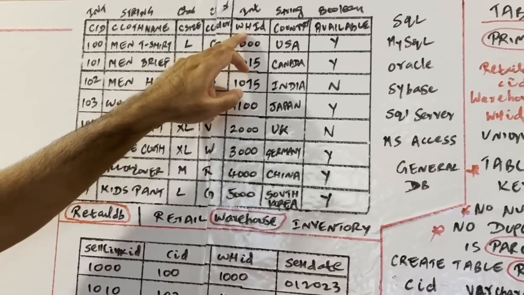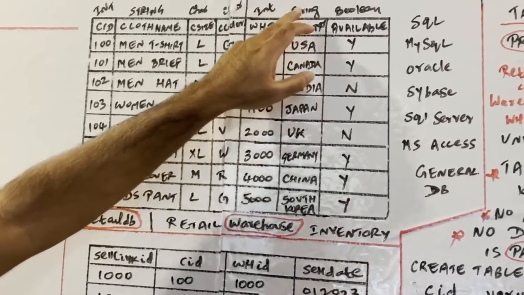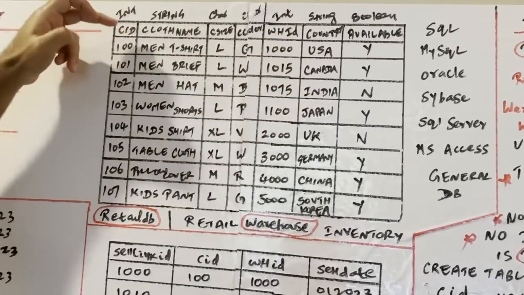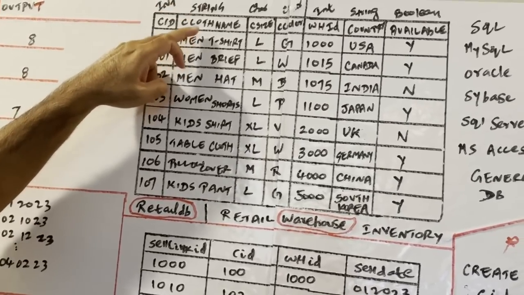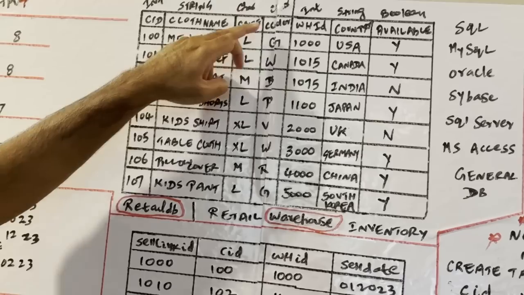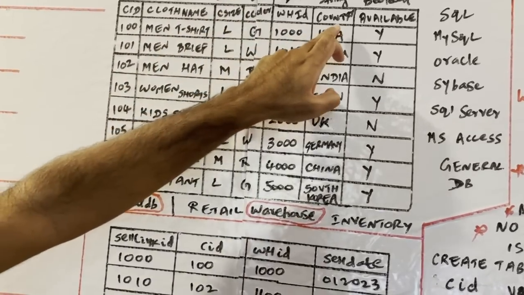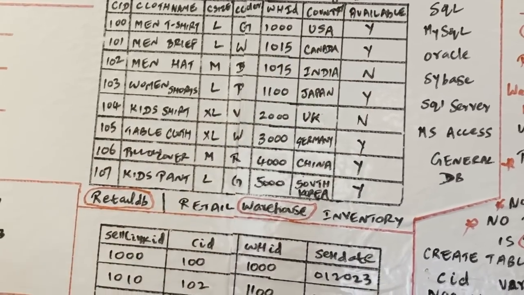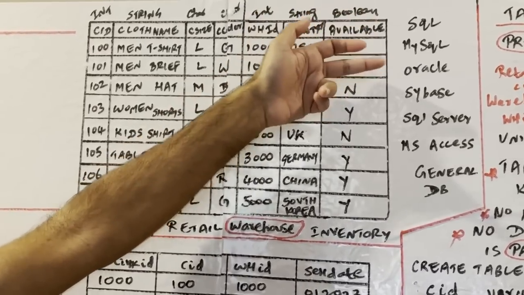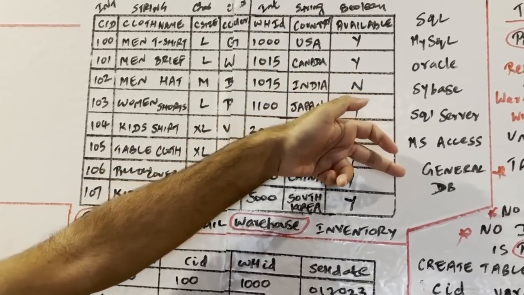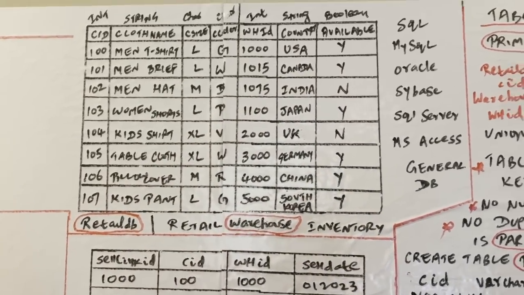So we have here warehouse ID, country. Available is a Boolean value, yes or no. This one is a string. I put here what the data types are. So this table was created using integer. This is ID. String, cloth, character, color, all these are one character. Here is a string, that's a Boolean. This is generic for any kind of database. You can say SQL, MySQL, Oracle, Sybase, SQL Server, MS Access. So it's like a general database I want to explain before you jump into each different database.